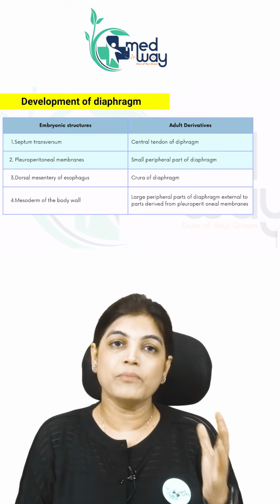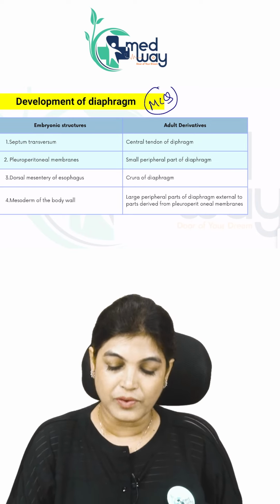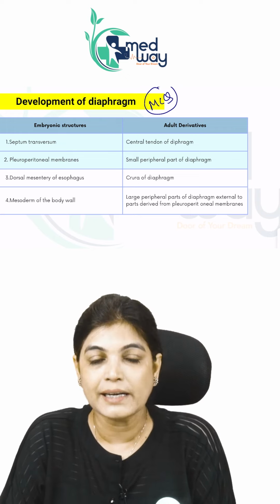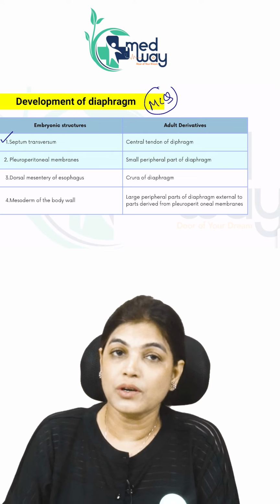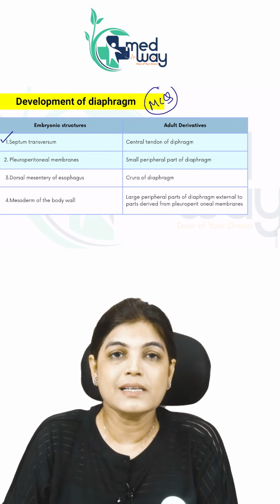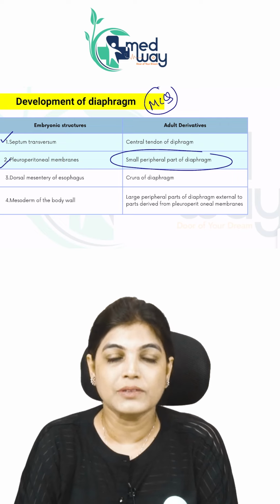Just correlate the embryological structure of the diaphragm. Actually, everybody should go through this table. It is very important that you have an understanding of the components. So, for a quick revision, the septum transversum forms the central tendon of the diaphragm. The pleuroperitoneal membrane forms a small peripheral part of the diaphragm.